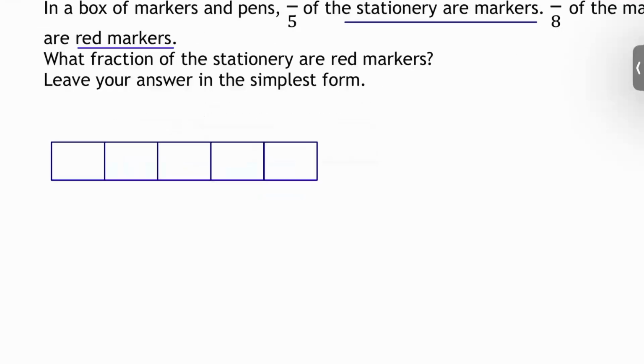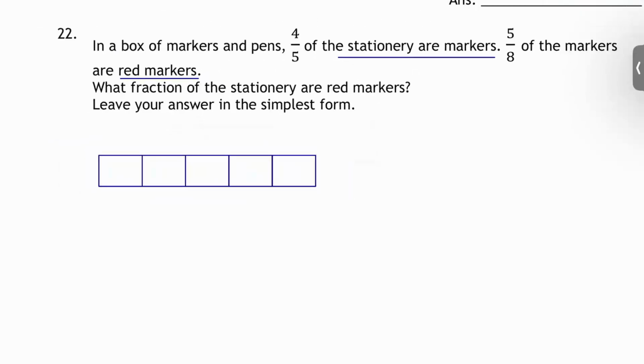So with this model over here, we see that 4/5 of the stationery. So if this refers to the whole stationery, then we have 4/5 that are markers. That means the 1/5 over here is pens. And then we understand that 5/8 of the markers are red markers.